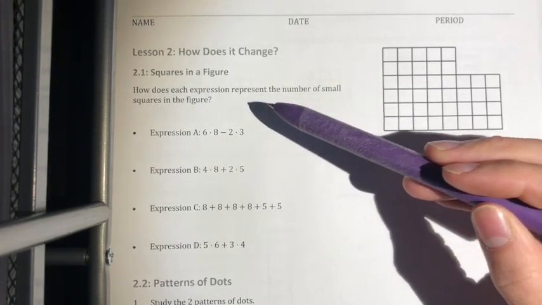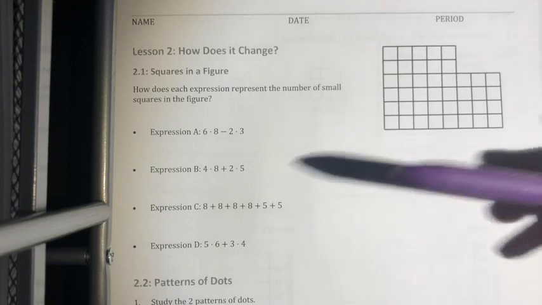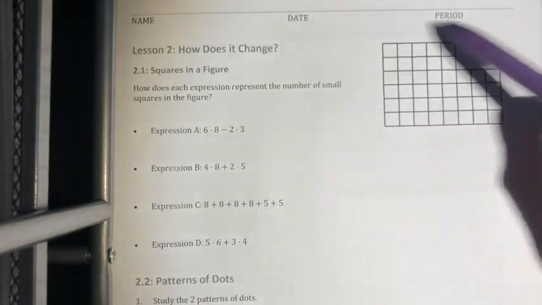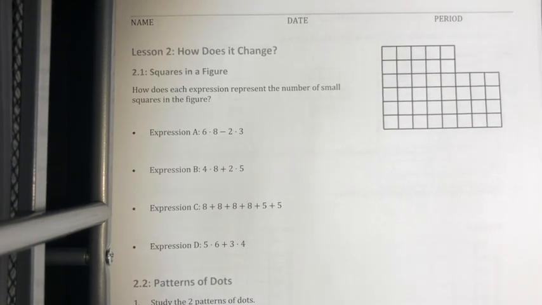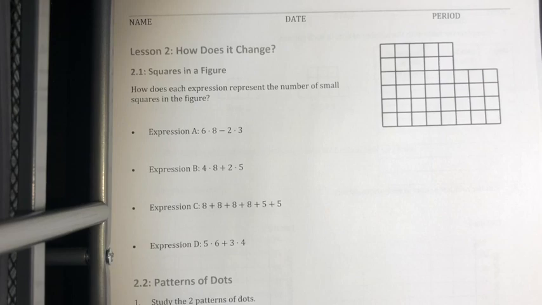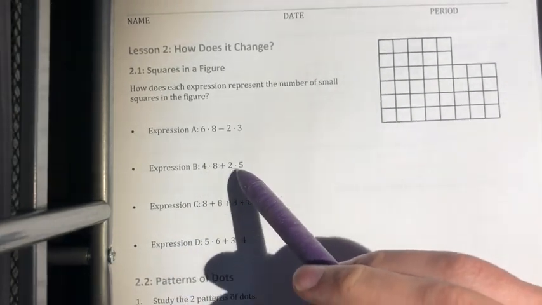How does each expression represent the number of small squares in the figure? So take some time and look at each of these expressions. How does this represent this whole shape? We'll look at it in a bunch of different ways. My drawing's probably going to be messy, so I'm very sorry about that. But really take time, pause it, and see how does each one of these reflect this? How does this reflect that?